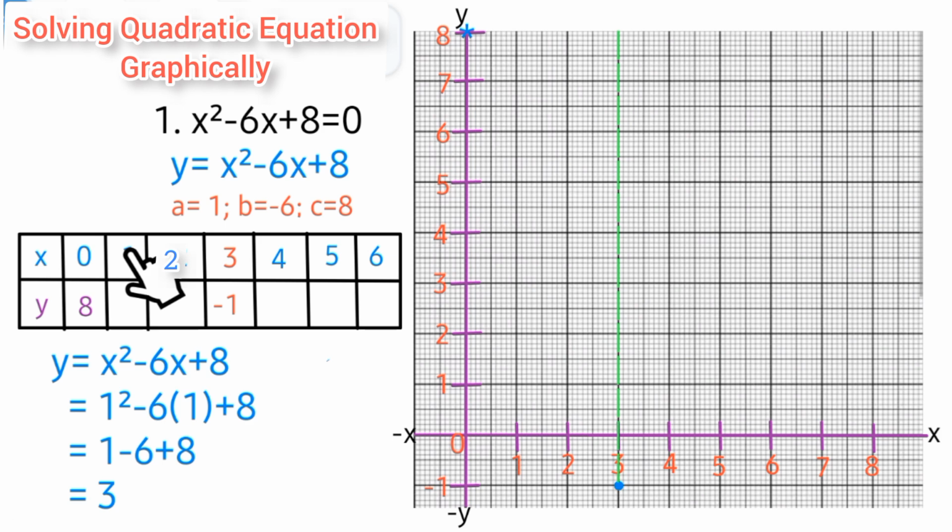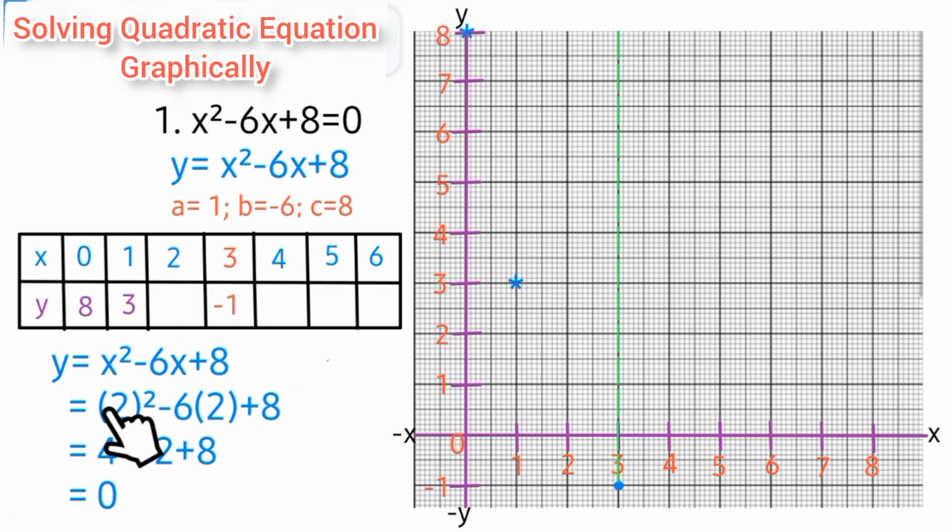Now when x is 1, our y value will be 1 squared minus 6 times 1 plus 8. 1 squared gives 1, minus 6 times 1 gives minus 6, and then plus 8. 1 minus 6 plus 8 gives 3. So when x is 1, y value is 3. When x is 2, y value will be equal to 2 squared minus 6 times 2 plus 8. 2 squared gives 4, minus 6 times 2 gives minus 12, and then plus 8. 4 minus 12 plus 8 gives 0. So when x is 2, y value is 0.